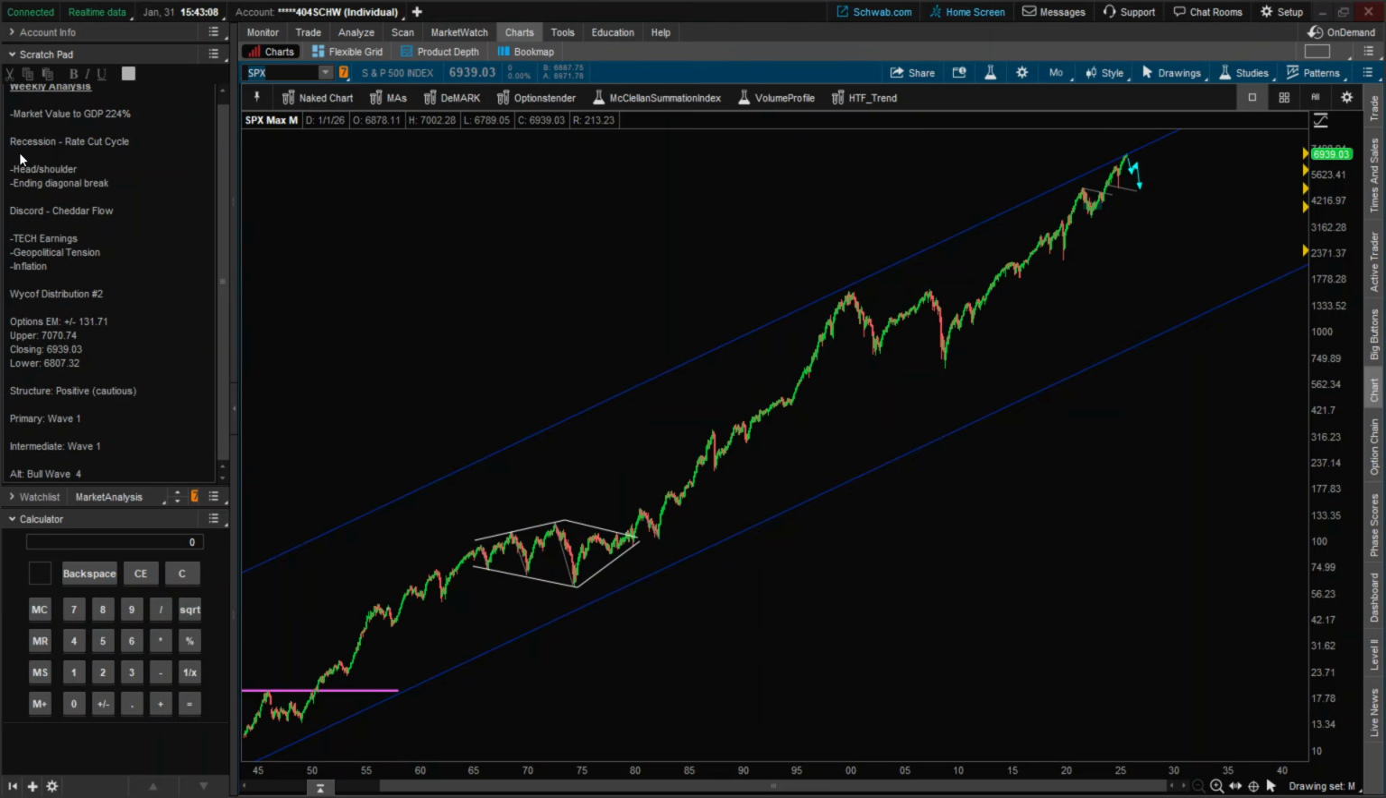So we're looking at a head and shoulders setup on the higher time frames and then an ending diagonal that broke down already, and we'll look at that, and we're back testing just now.